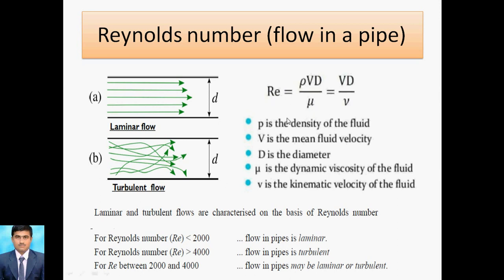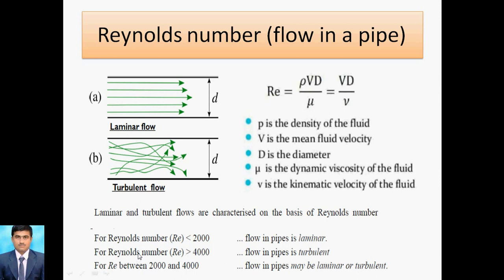Here it is clearly mentioned that if the Reynolds number is less than 2000, then the flow is called laminar flow. And if the Reynolds number is more than 4000, that is called turbulent flow. If it is between 2000 and 4000, it is called transition flow, a mixed flow of laminar or turbulent. And if it is greater than 4000, that is turbulent flow.